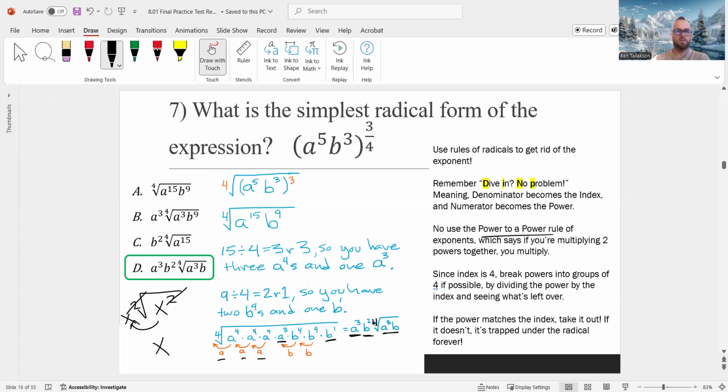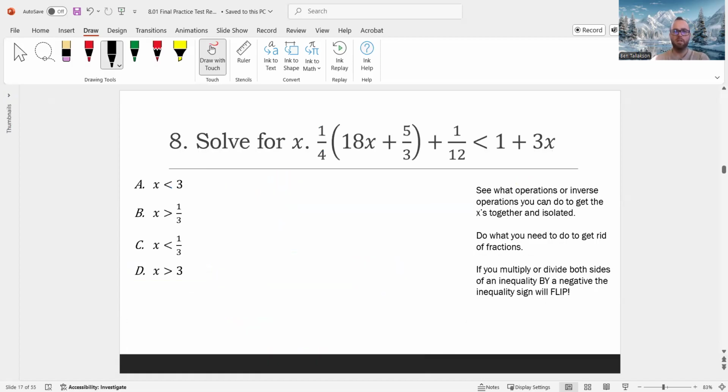Just making sure there's nothing missing, and there is not. So let's move along to number 8. Solve for x. We have an inequality sign here.